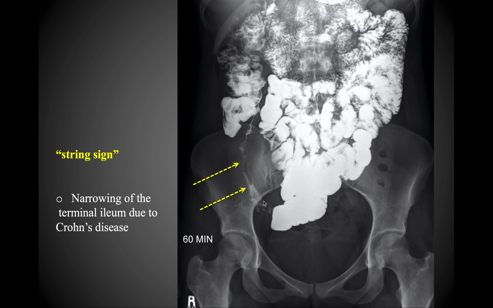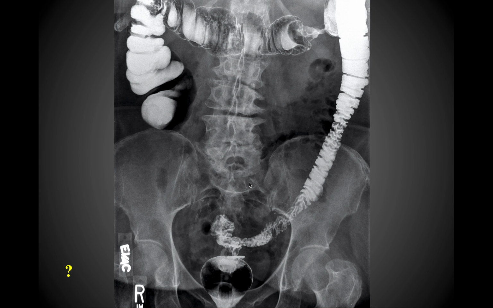And so this is what we call the string sign. So this is a narrowing of the terminal ileum due to Crohn's disease. So it's a chronic inflammatory bowel disease that is causing this significant narrowing of the terminal ileum.